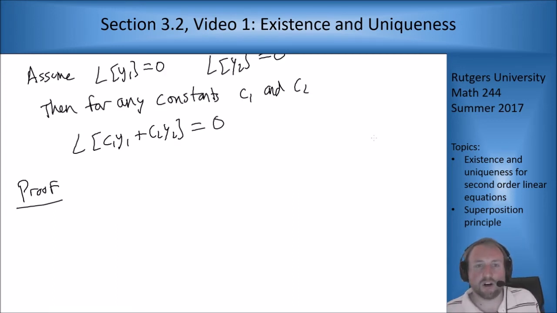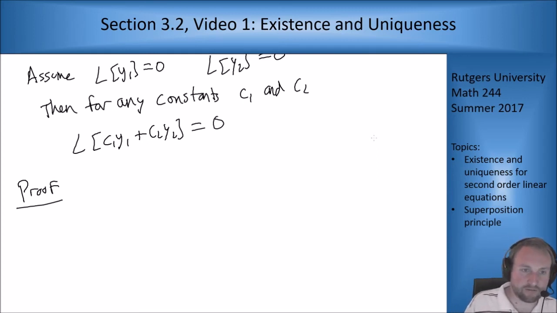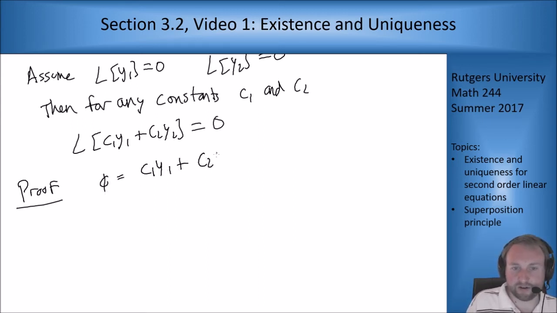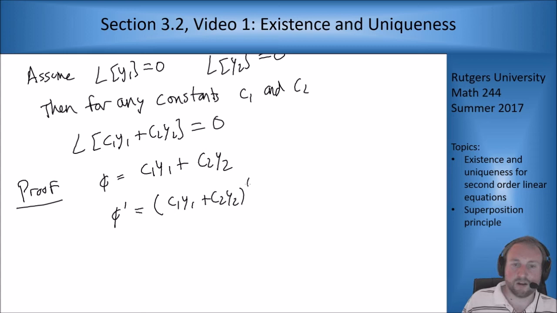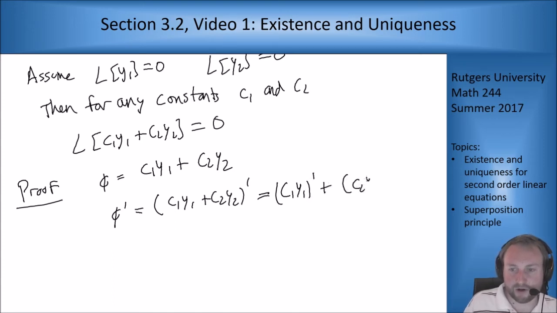So what things show up in L? Well, phi shows up in L, phi prime shows up in L, and phi double prime shows up in L. So let's let phi equal C1y1 plus C2y2. So, well, what is phi prime? Well, phi prime is going to be (C1y1 plus C2y2) prime. Well, derivatives are linear, so this is just C1y1 prime plus C2y2 prime, because the C's are constants.